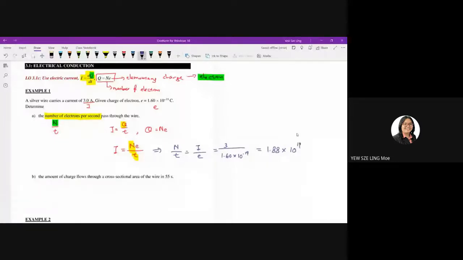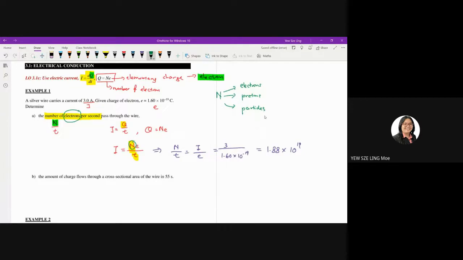Now, what is the unit for n? Okay, this is very important. What is the unit for n? So n, it depends on the question. In this question, it asks you to calculate the numbers of electrons. Therefore, the unit that you use in the solution is electrons. If the question asks you to calculate the numbers of protons, then the unit for n is protons. If the question asks you to calculate, for example, numbers of particles, then the unit for n is particles.